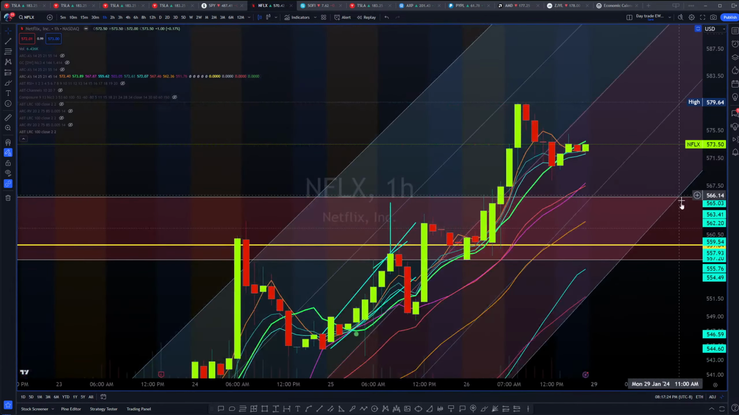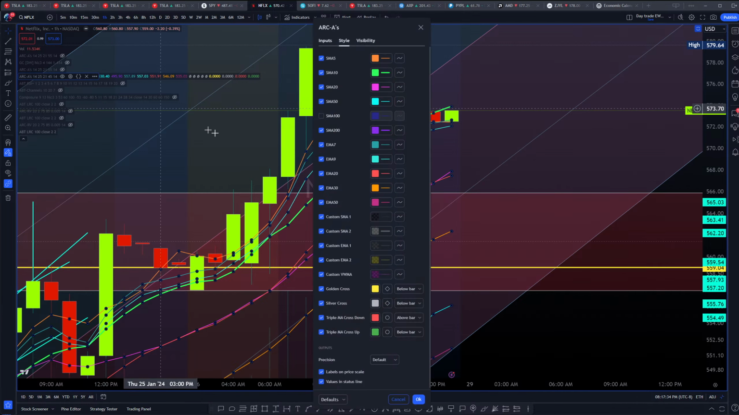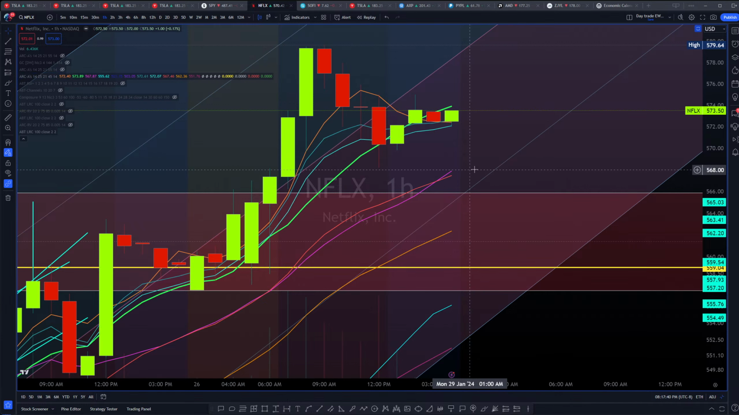But I don't think it's a permanent downside. I do think it would be ideal for it to come back down and face some support here. I think the 100 could be right in there somewhere. If it's not there, then it would be your SMA 20 for sure. So your SMA 20 and the EMA 200 right around 567.41.